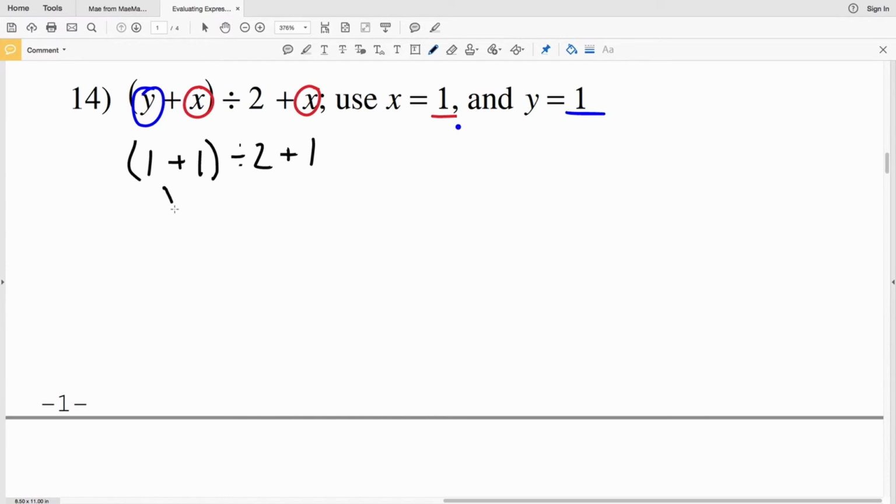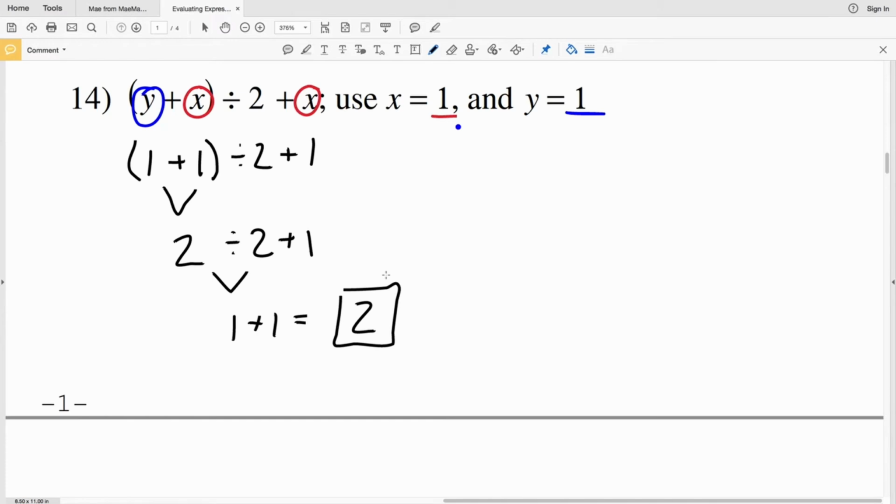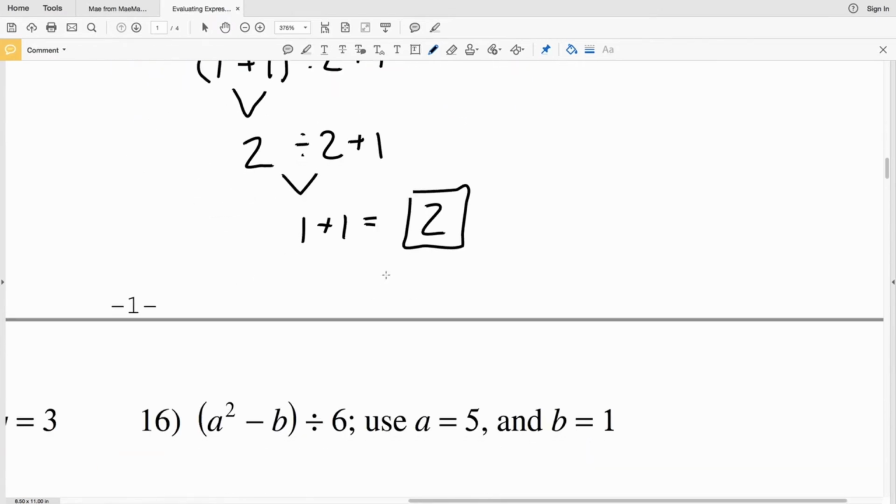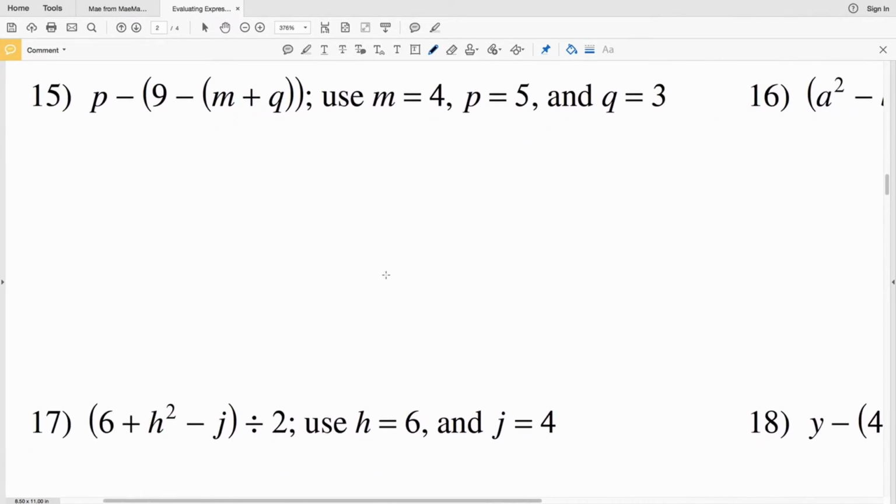Doing what's in the parentheses first, we're going to have 1 plus 1, which is 2, divided by 2 plus 1. So now we have 2 divided by 2, which is 1, and then we need to add that final 1. This is going to give us a positive 2. So the answer for number 14 is 2. Now continuing on to the next page is 15. For 15, we're going to plug 4 in for m, we're going to plug 5 in for p, and for q, we're going to plug in 3. So let me go ahead and plug those values in now.